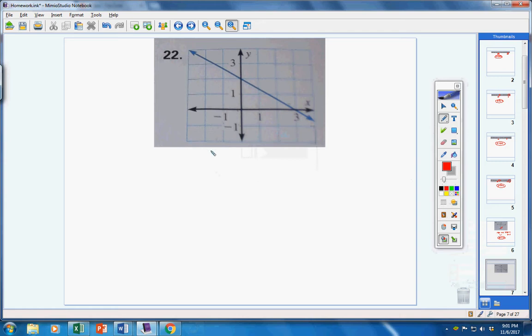Okay, number 22. Students, it's the exact same thing. 1, 2. So the blue line is crossing the y-axis at 2. So my y-intercept is 2. So my y-intercept equals 2, or I can say b equals 2.